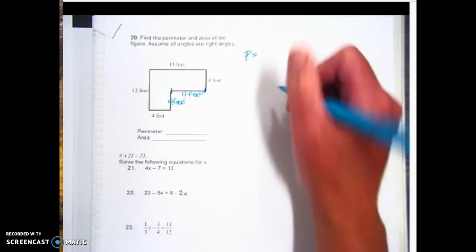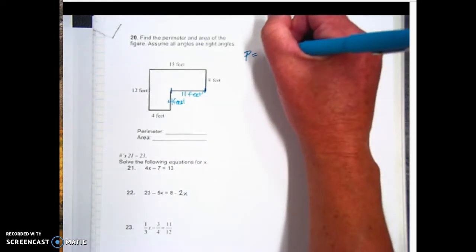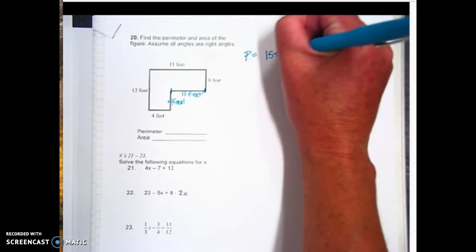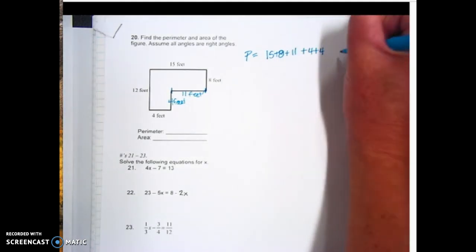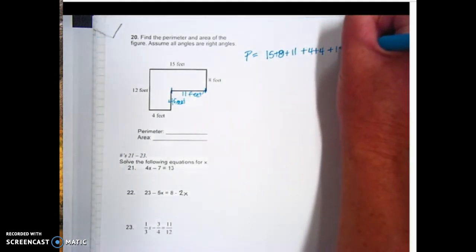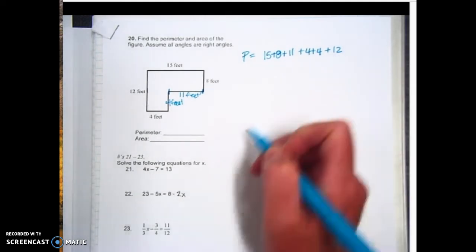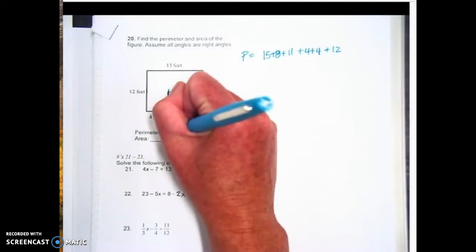So we want to add up all those sides. We're going to have 15 plus 8 plus 11 plus 4 plus 4 plus 12. All right, take your calculator, punch that all in. You should get 54 feet.